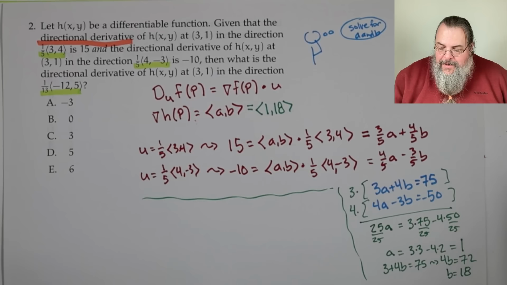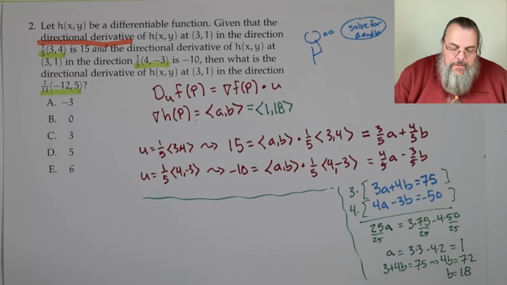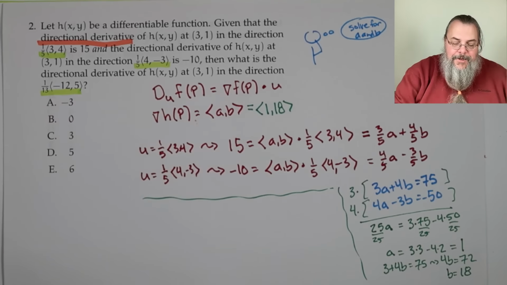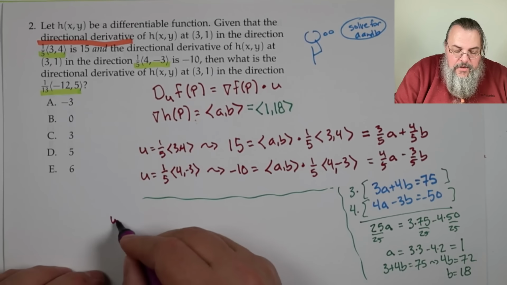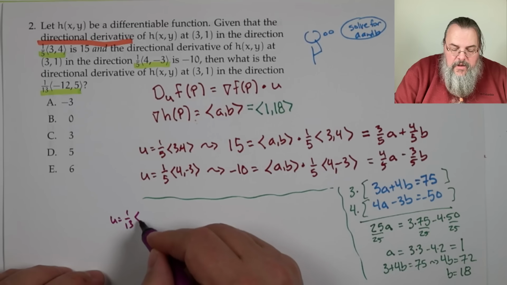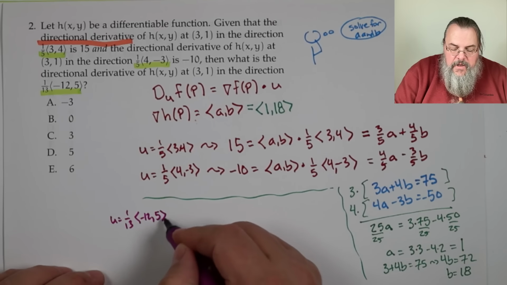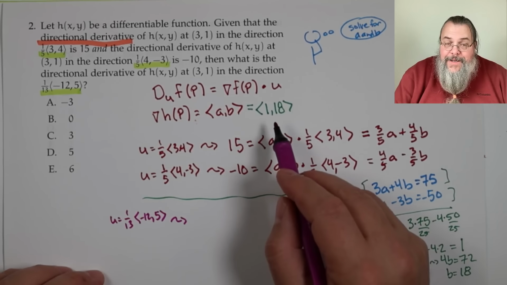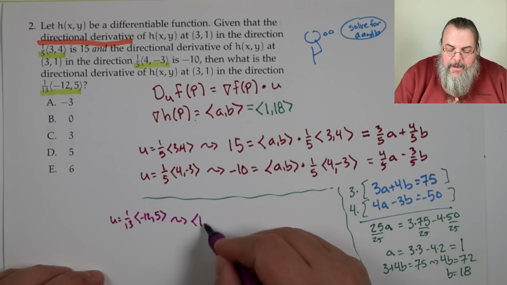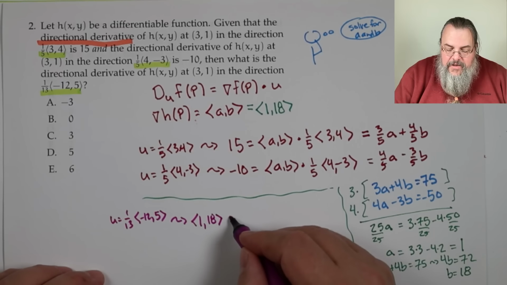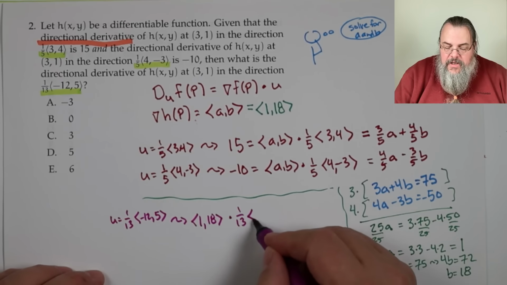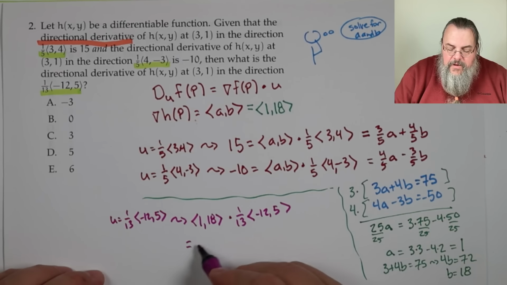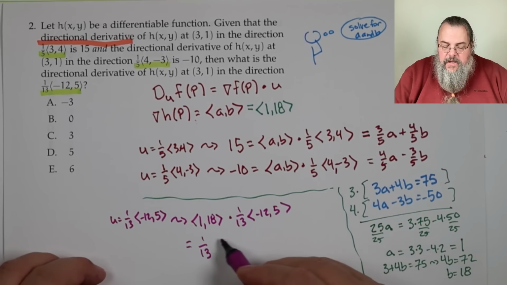So, our last step, we're going to plug in our directional derivative for that vector. Now we're going to let u be 1/13 (negative 12, 5). So we're going to take our gradient (a, b) = (1, 18), dot 1/13 (negative 12, 5). Now, what is that? That's 1/13, and then do a dot product.